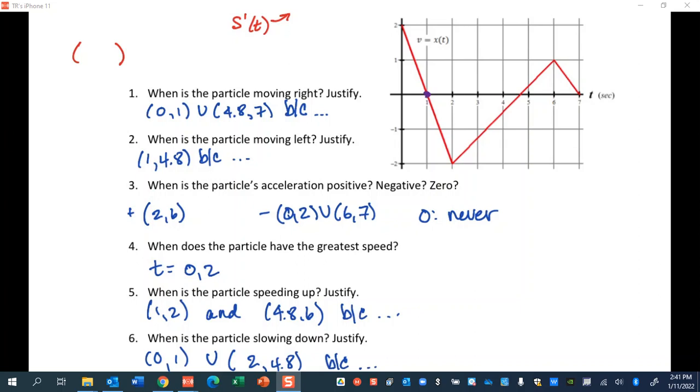This particle has the greatest speed here at these two extremes. Because remember, I'm graphing my velocity. If I'm looking at that first part of the ball going up, it's going fastest the minute it leaves my hand. It's going fastest when it falls.